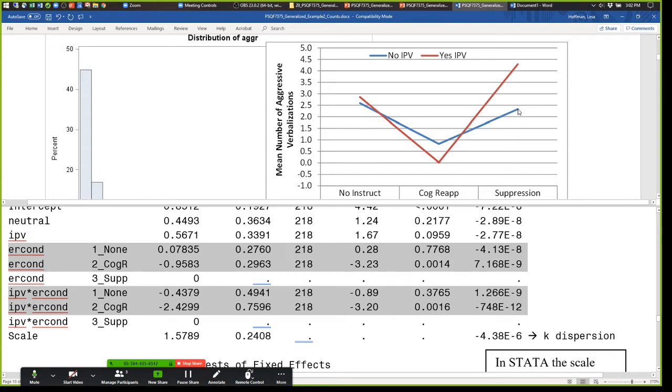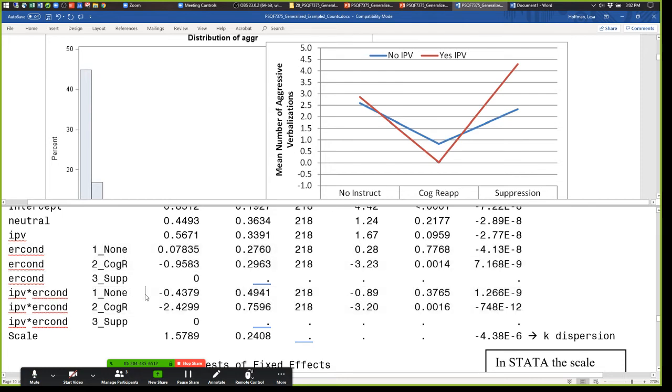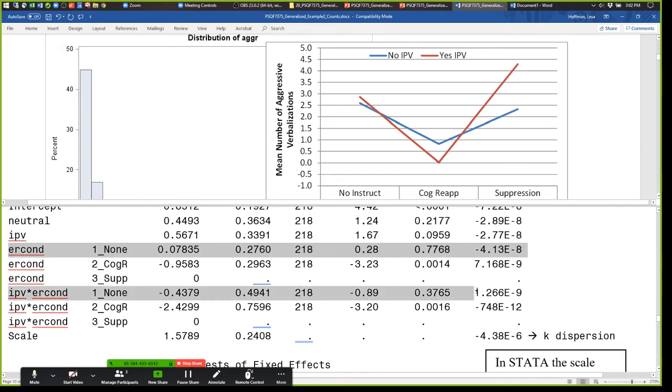Likewise, we looked at the difference between this little blue dot and this blue dot. Now we want to know if that difference differs from this red dot to this red dot. That's going to be this one and that one. What do you think?